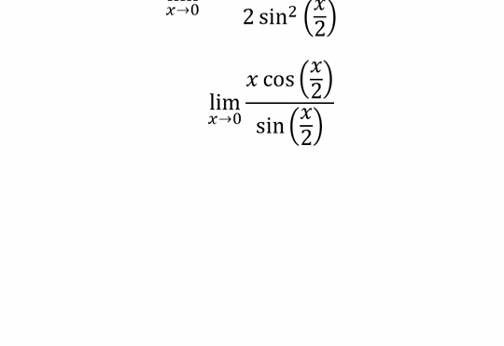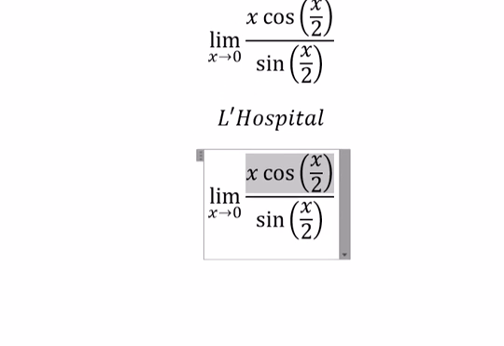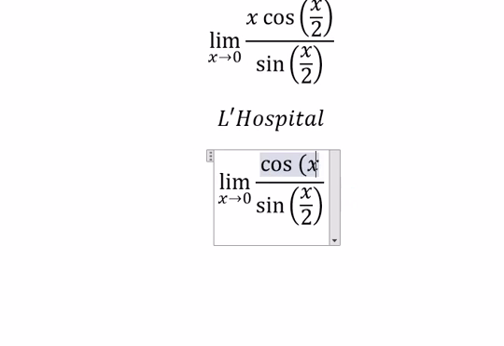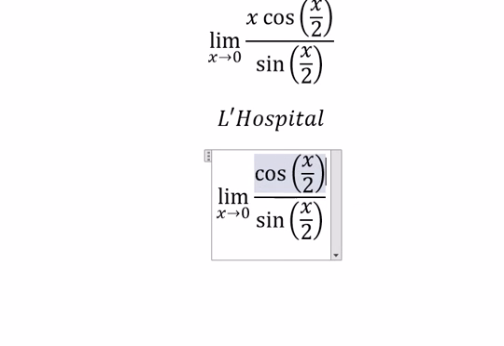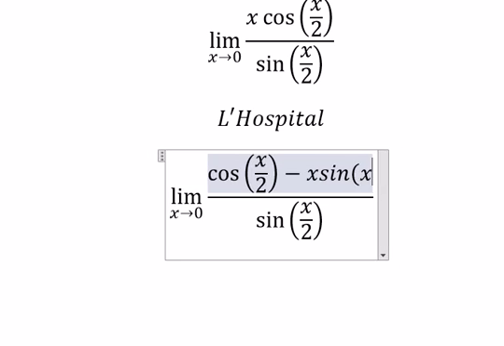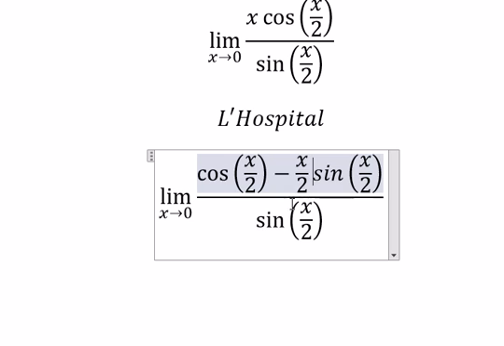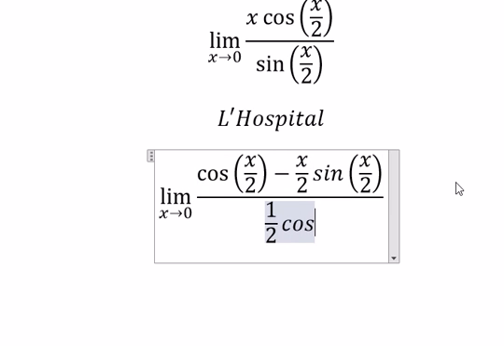So we can use L'Hospital. We need to find first the derivative of numerator and denominator. This one you will get cosine x over 2 plus minus sine x over 2, and we have 1 over 2 in here. This one we change to 1 over 2 cosine x over 2.